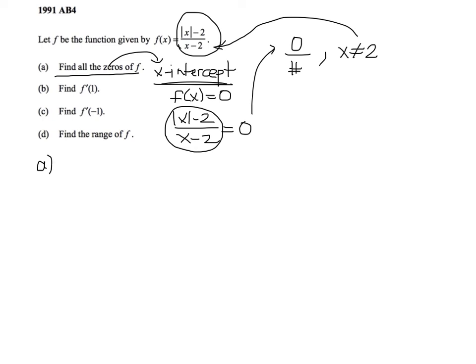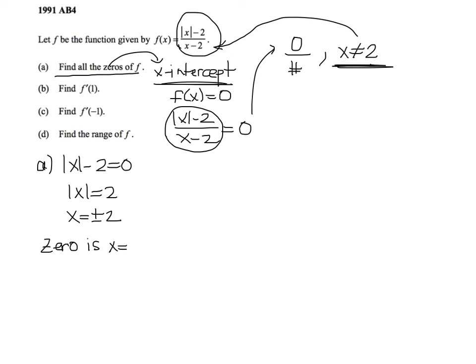So I'm just going to take the top part, absolute value of x minus 2, and set it equal to 0. Add 2 to both sides, you get absolute value of x is equal to 2. And then absolute value is piecewise, so we're going to get x equals plus or minus 2, but we've already stated that x cannot equal 2 because that gives us 0 in the denominator. So our only zero is x equals negative 2. That's the only place this graph is going to cross the x-axis.